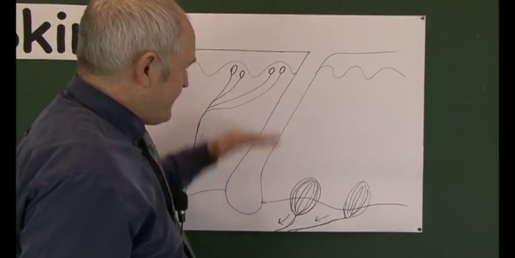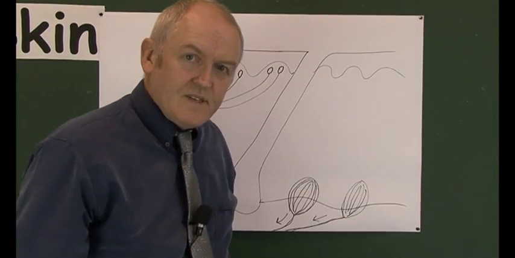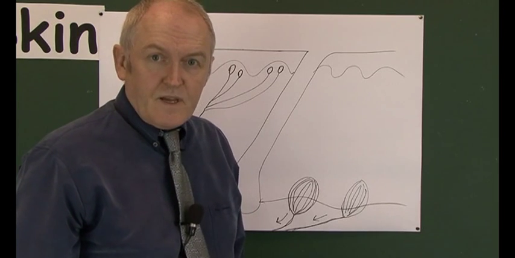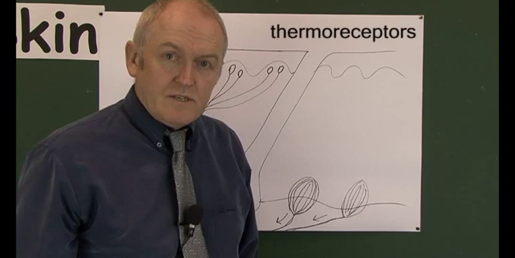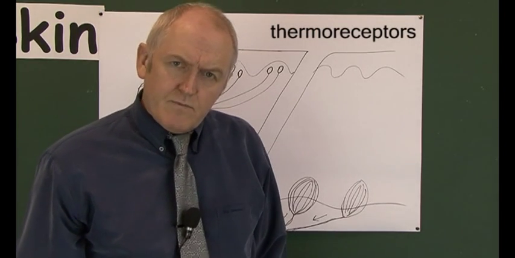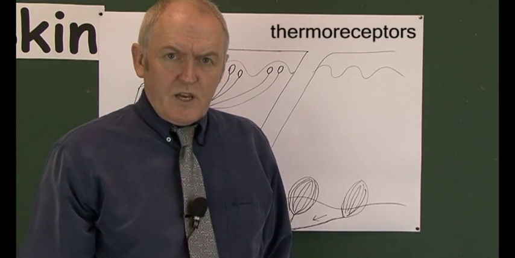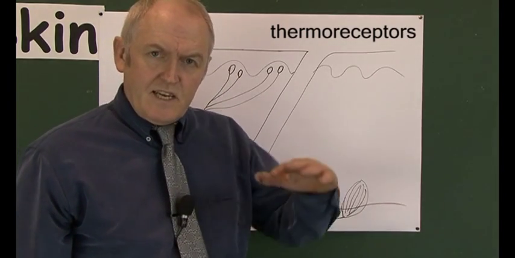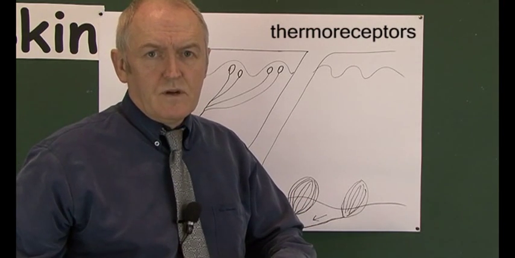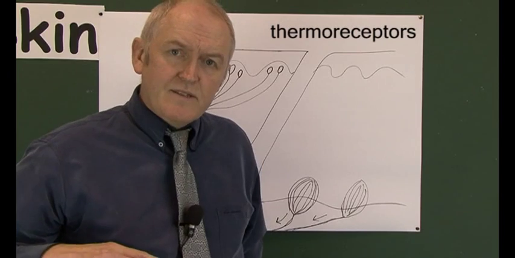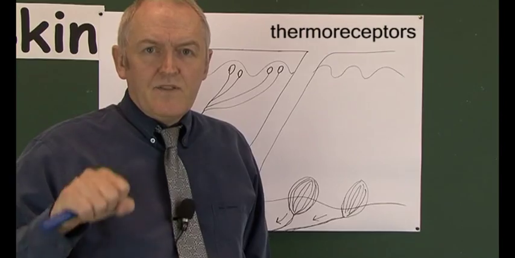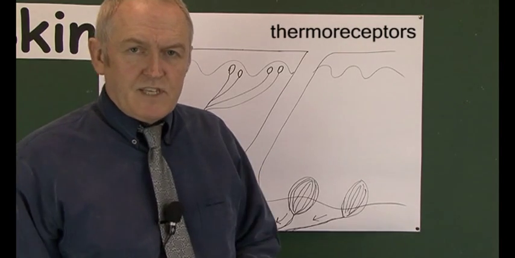So we've got touch, we've got pressure. And the skin is also sensitive to temperature. So there must be thermoreceptors. And of course there are thermoreceptors. And in fact there's two types of thermoreceptors. Some specialised thermoreceptors detect it when the skin gets too cold. Other specialised peripheral thermoreceptors detect it when the skin gets too hot. So there's cold thermoreceptors and there's hot thermoreceptors.